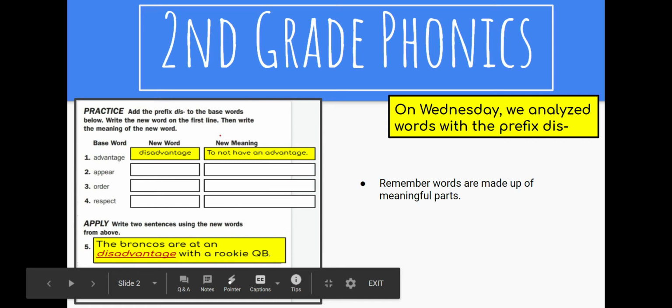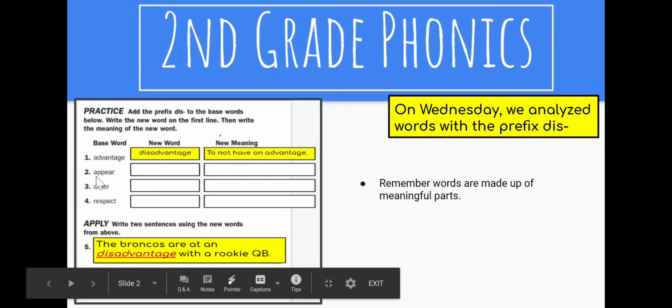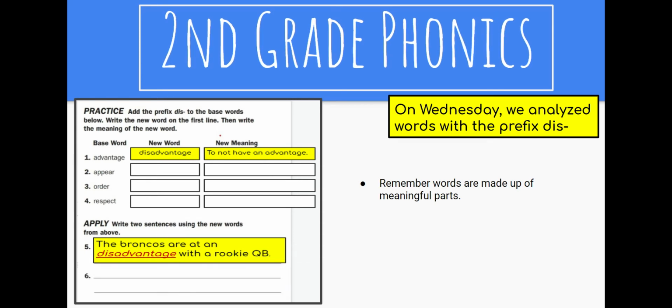I also said yesterday that I'm giving you an example of a sentence, and you only need to use one of these words here. But don't use the word or a word from my example. So you could have used disappear, disorder, disrespect. And there are a lot of Kipsters that did a really good job of coming up with sentences that not only used the words, but made sense. So great job, Kipsters. Now let's watch a video about the prefix un and its meaning.